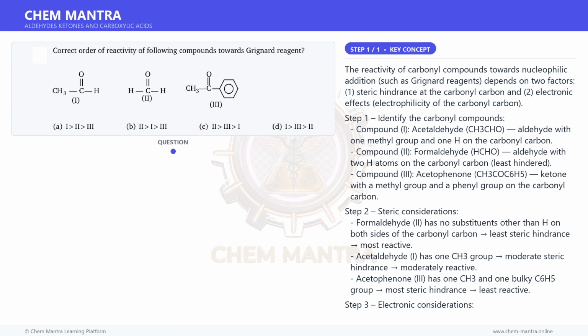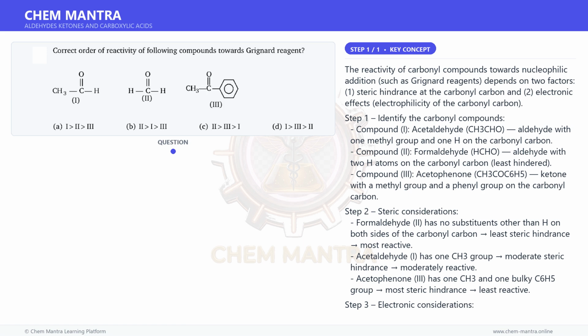Step 3. Electronic considerations. In ketones, 2 alkyl or aryl groups donate electron density to the carbonyl carbon, reducing its electrophilicity. In acetophenone, the phenyl ring provides additional resonance stabilization, conjugation with C=O, further reducing the electrophilicity of the carbonyl carbon compared to simple aldehydes.